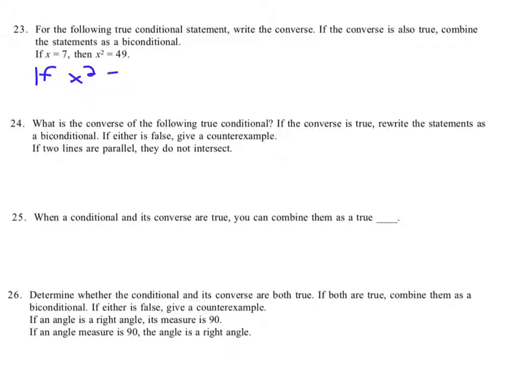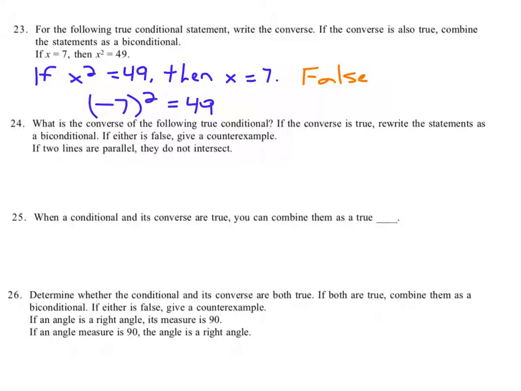if x squared equals 49, then x equals 7. Okay. Is this true? Nope. False. Why is it false? This is an important one, kids, because you can square -7 also to get 49. Okay? So just because x squared is 49 does not mean that x is 7. And that's an important one to remember. So that one's false. So we can't write it as a biconditional.